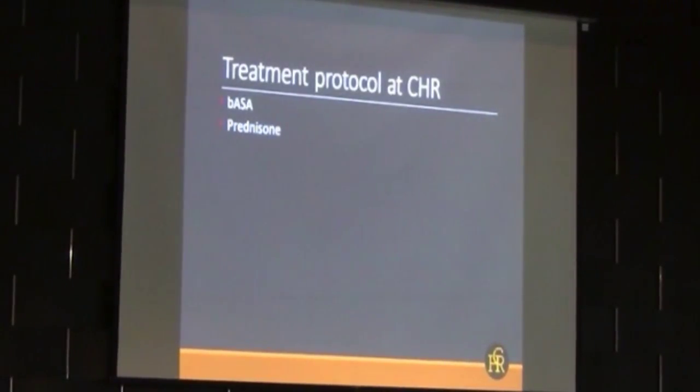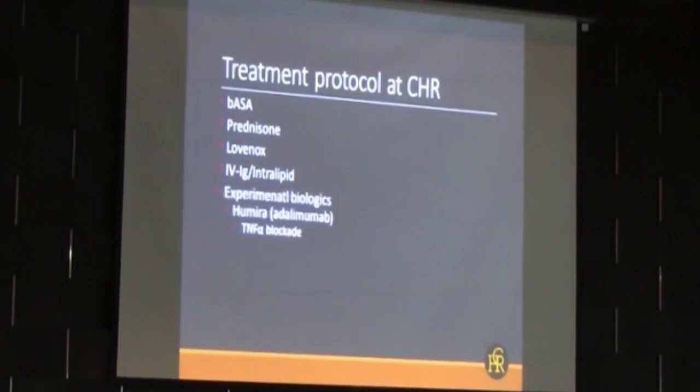Now, we also use, in some patients, a blood thinner. I think Lovenox, in some countries called Clexane. And in patients with significant autoimmune findings, we usually use intravenous gamma globulin at various dosages, and if the patient cannot afford it, intralipid infusions. This is our standard protocol.